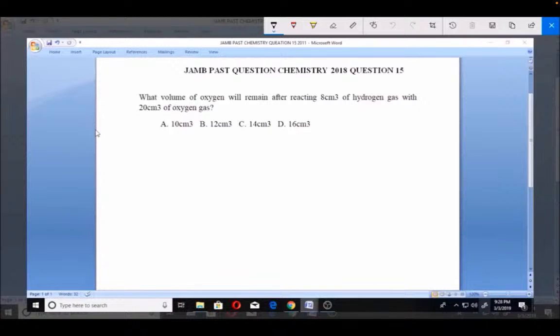Now, how do we solve this? This is a very simple one to solve because first of all, we need to write the equation of this reaction of oxygen and hydrogen. So if you have hydrogen, which is H2 gas, reacting with oxygen, which is O2 gas, we know you are going to have H2O, which is water.